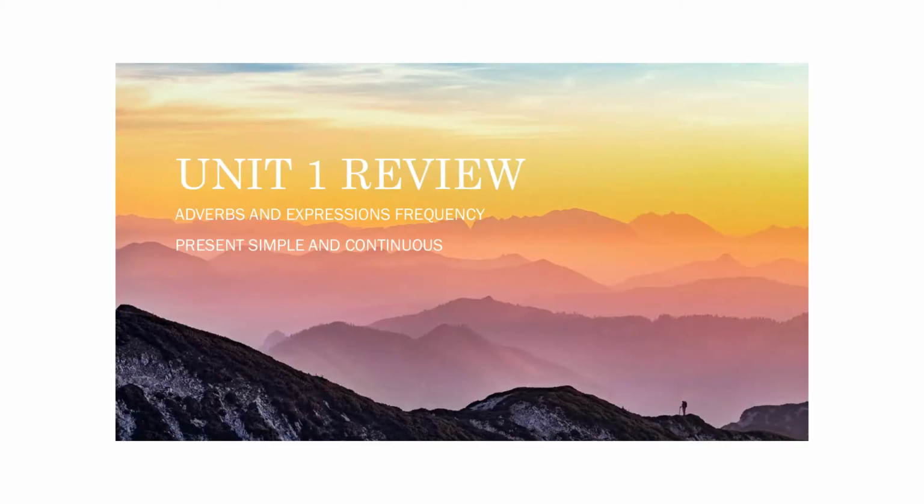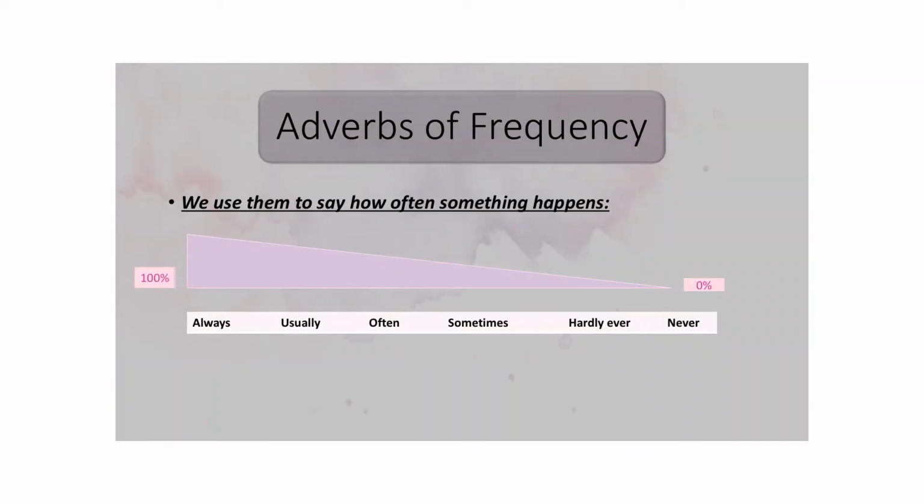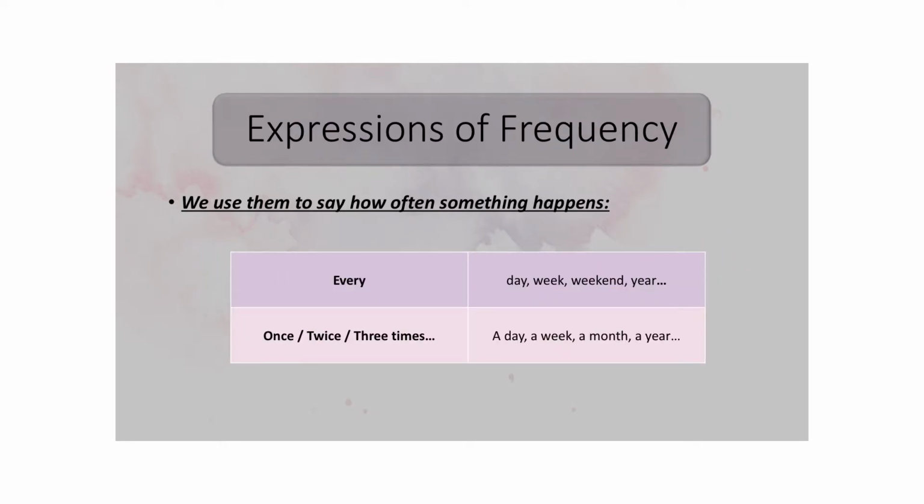Unit 1, we have the adverbs and expressions of frequency and the present simple and continuous. First of all, the adverbs of frequency. This was something really easy, and if you remember, we use them to say how often something happens. I have written all of them here for you to remember, from the most usual, always, siempre, to the least, never, nunca.